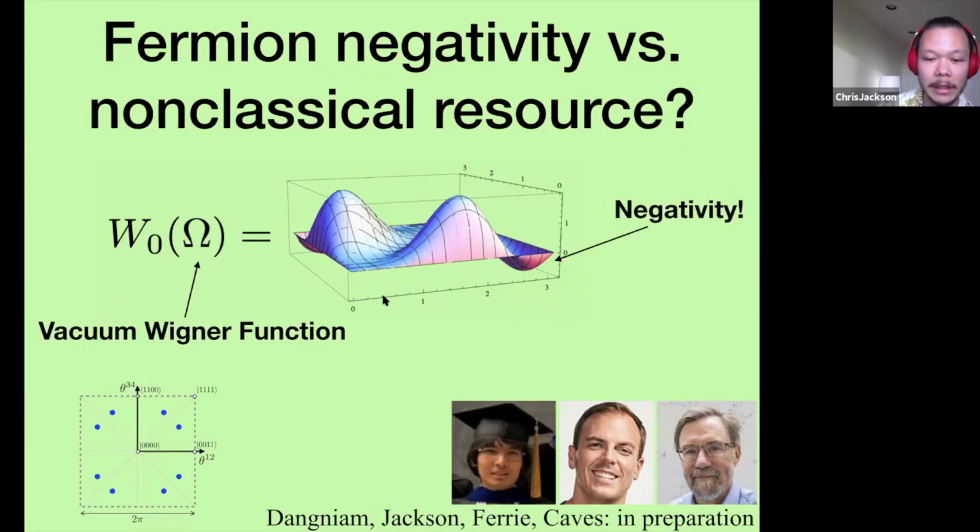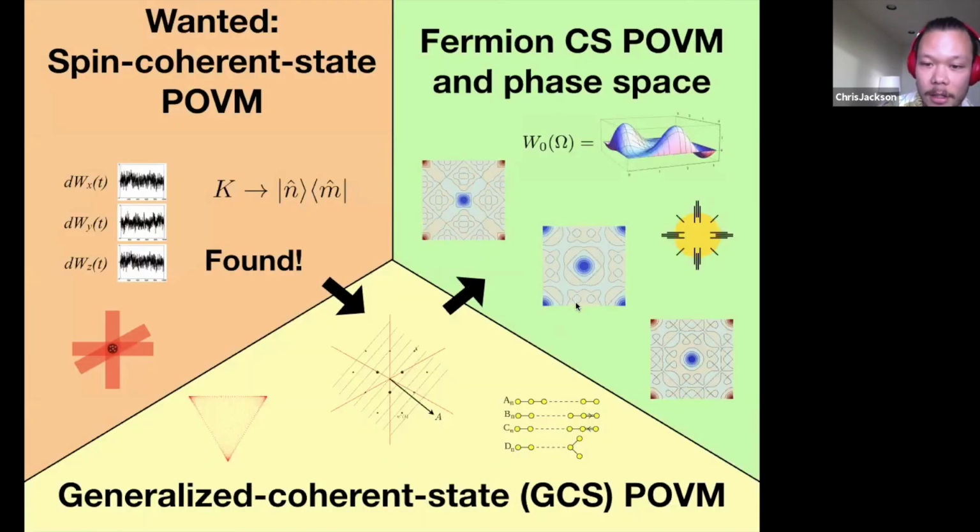Okay, so just to summarize again, I talked to you guys a lot about spin coherent state POVM, stated with authority that it generalizes to any semi-simple Lie group, and then applied it to fermionic systems and tried to give you guys a sense of the phase space associated with the outcomes of the fermion coherent state POVM.